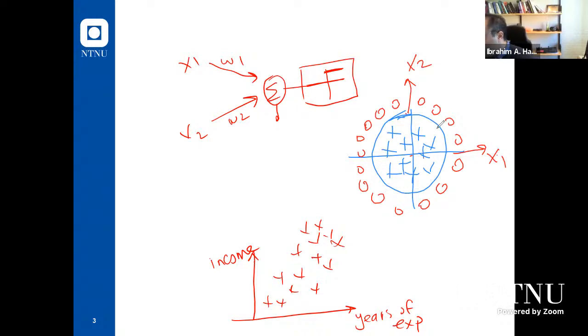This one is a circle, right? And we know the equation of the circle. It's ax1 squared plus bx2 squared equal r squared. Correct? Or square root of r squared. Maybe this is the equation of a circle, right?